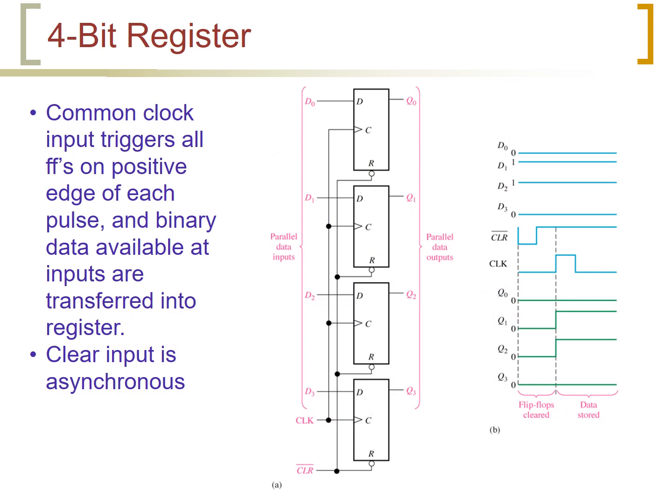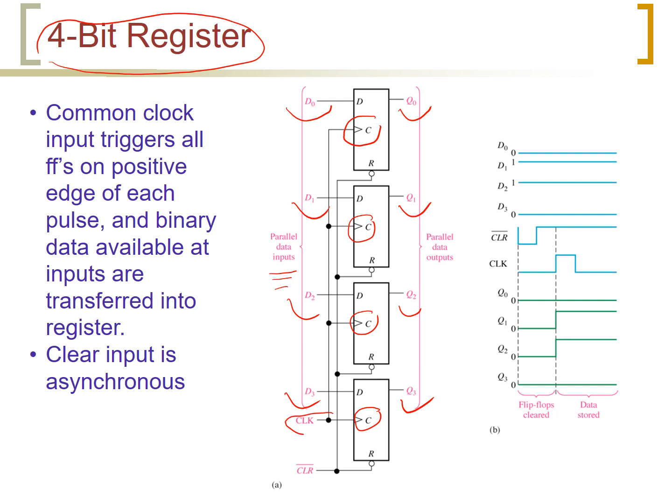Let us study registers, and we present the simplest register, which is a 4-bit register. A 4-bit register consists of 4 flip-flops, which we call Q0, Q1, Q2, and Q3, and each one has an input, so the inputs will be named D0, D1, D2, and D3 respectively, and we call these the parallel data inputs. Each flip-flop has a clock input, and all the clock inputs of the 4 flip-flops are connected to one common clock, as we see in this diagram. The common clock input triggers all flip-flops on the positive edge of each pulse. That's why the triangle here says edge triggered, and it is positive edge triggered in this case.